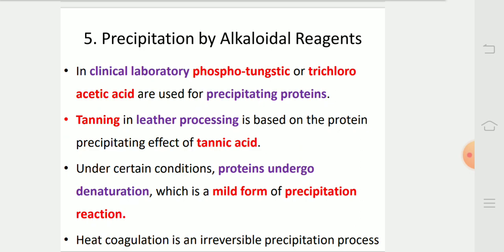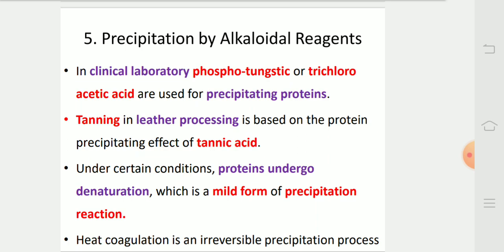In the clinical laboratory, phosphotungstic acid or trichloroacetic acid are usually used for precipitating proteins. Tannin in leather processing is based on the precipitating effect of tannic acid.